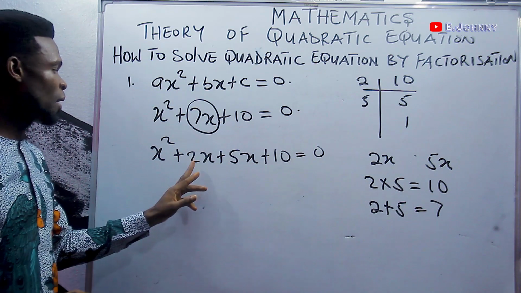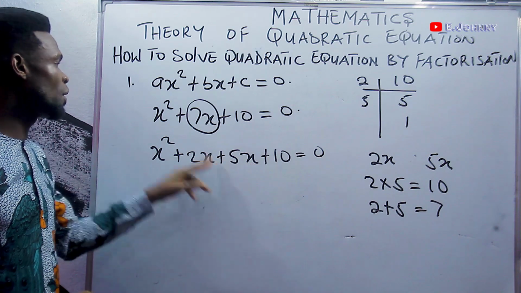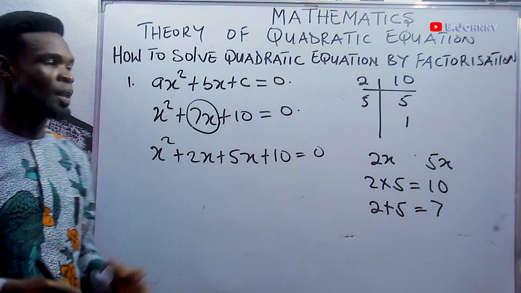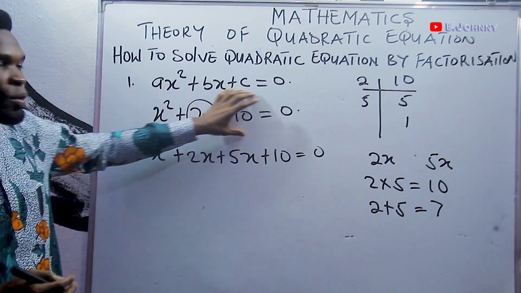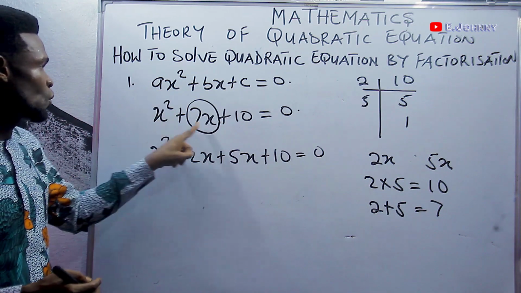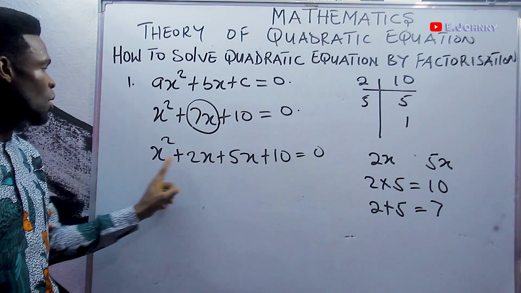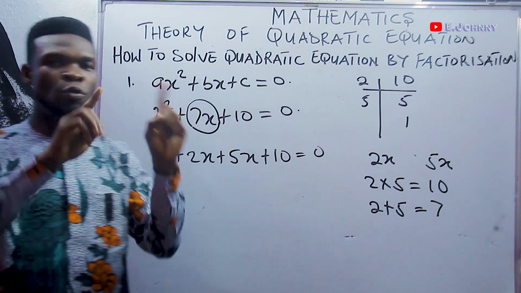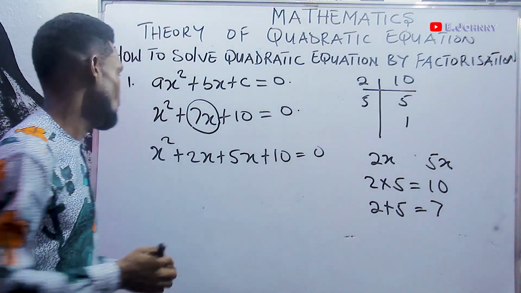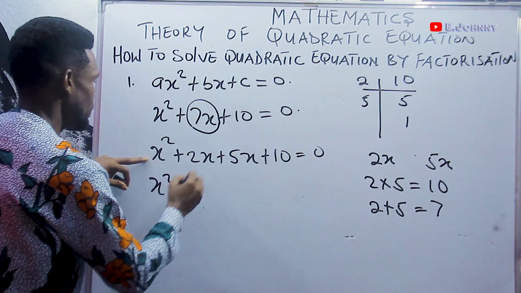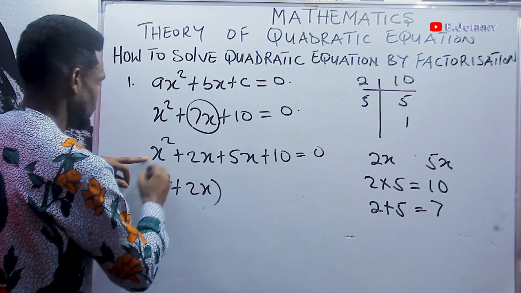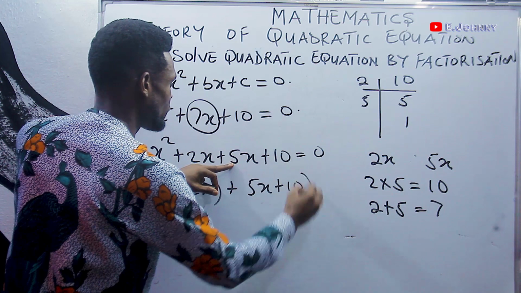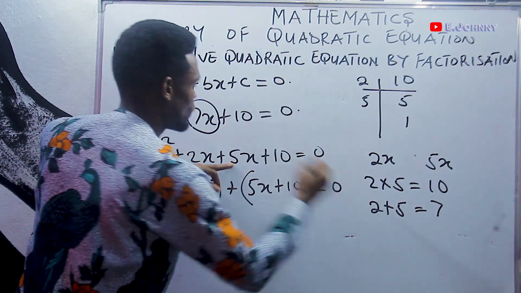Now, of course, you see, if we add 2x plus 5x, it will give you 7x. Why that substitution? It now turns this quadratic equation of 3 terms, 1, 2, 3, to 4 terms, 1, 2, 3, 4. Next step, group it in 2's. So you have x squared plus 2x, plus 5x plus 10, equals 0.